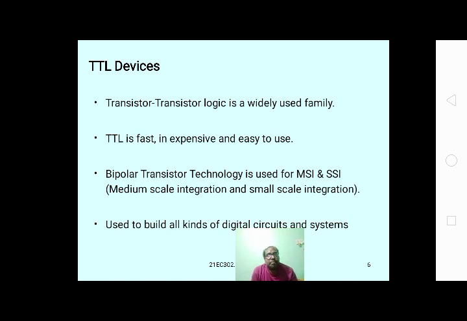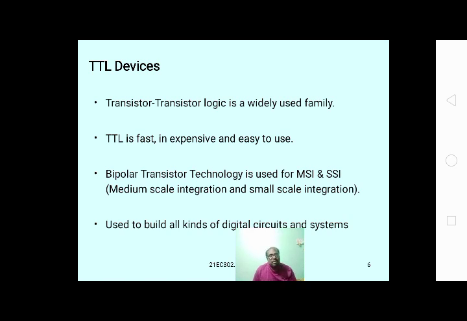Next, bipolar transistor technology is used for medium scale integration and small scale integration, that is MSI and SSI. And TTL devices are used to build all kinds of digital circuits and systems.